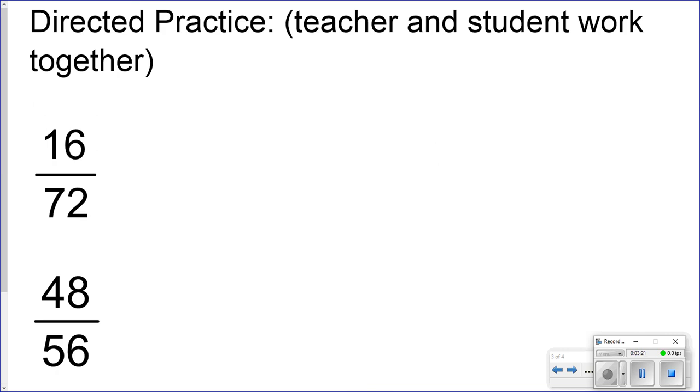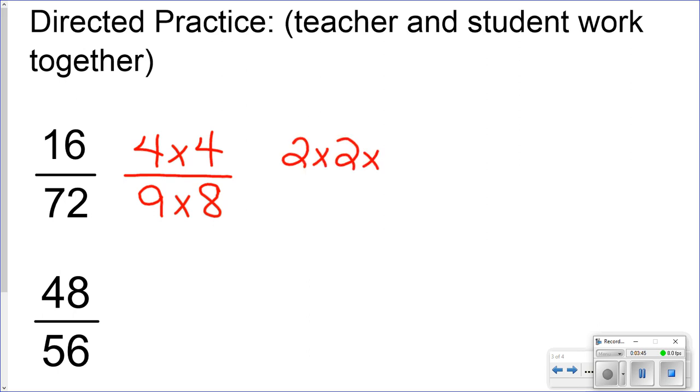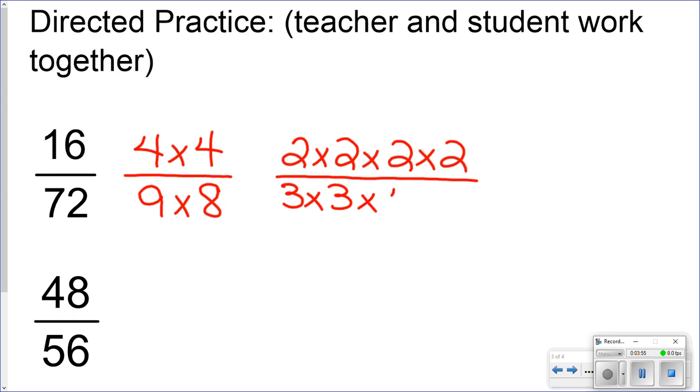Two numbers that multiply together to give you 16 are 4 times 4. Two numbers that multiply together to give you 72 are 9 times 8. 4, 4, 9, and 8 have nothing in common, so I'm going to continue to break down the numbers. 4 can be broken down into 2 times 2 and 2 times 2. 9 can be broken down into 3 times 3, and 8 can be broken down into 4 times 2.